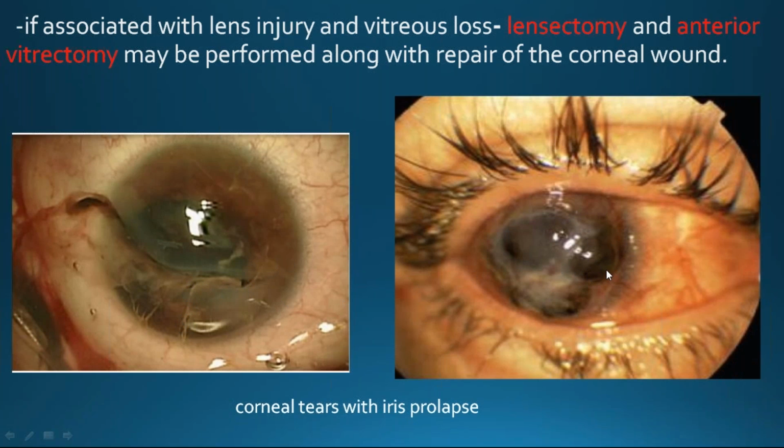Here you have to excise the dead tissue and you have to suture the cornea. The iris tissue is almost dead, not viable. Then you have to excise this iris and then suture the cornea.